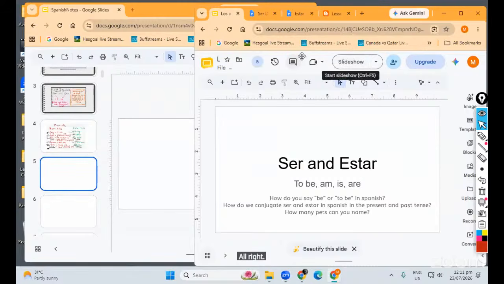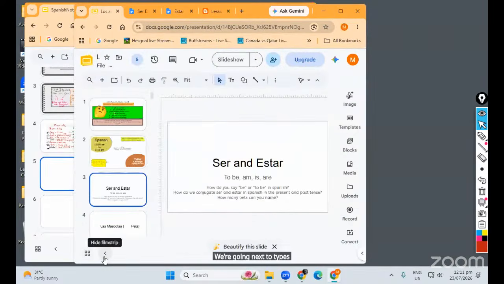We're going next to types of pets. How do you say pets in Spanish? Puppy, a dog. Dogs are very popular, it seems. A parrot, a dog, a monkey. I don't think I have monkey on the slide. No, all right. Wait, are we allowed to have monkeys?